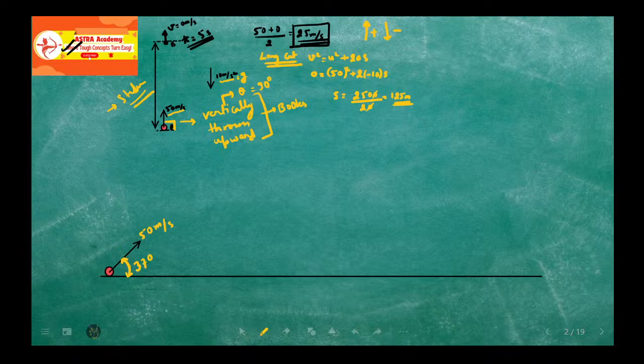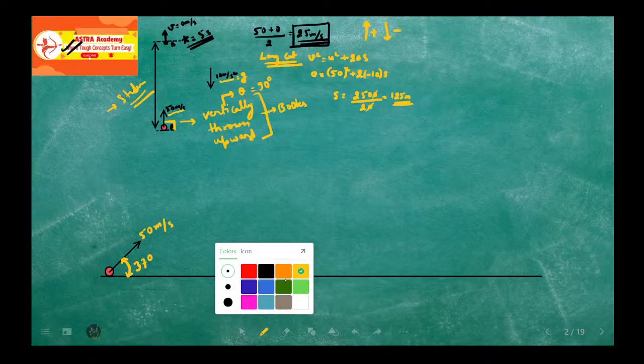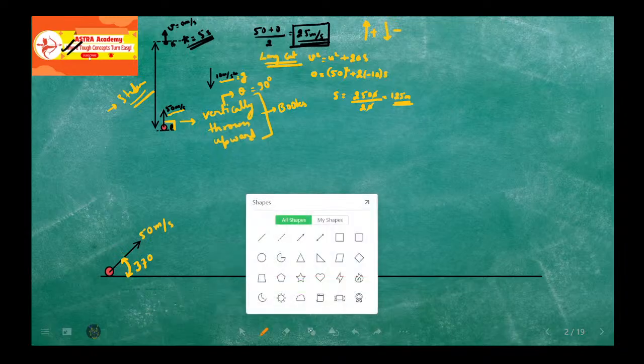37 degrees. I hope that you know the value of sine 37 and cos 37, right? It is something which is very fundamental. So I can break this velocity into two components.